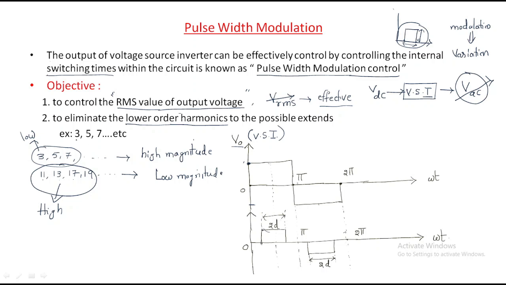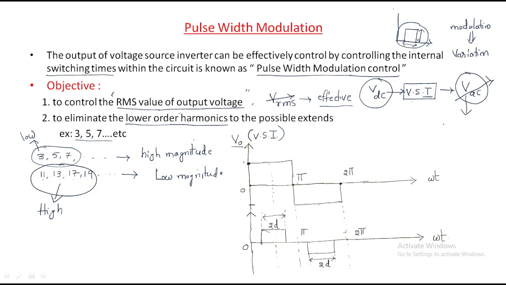For example, the harmonics are 3, 5, 7, etc. That's why we are using the pulse width modulation technique. A simple thing: whenever we are converting voltage, we use the voltage source inverter to convert DC voltage to AC voltage.